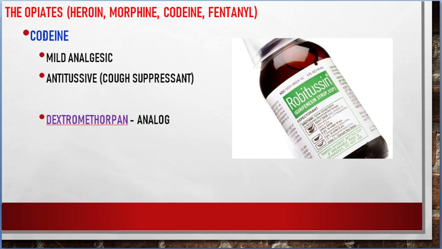So again, what is the function of your codeine? Opiates in general are analgesic. Your codeine is also antitussive, a cough suppressant. Usually the analog drug of your codeine is dextromethorphan.